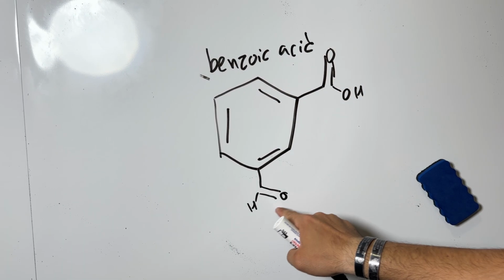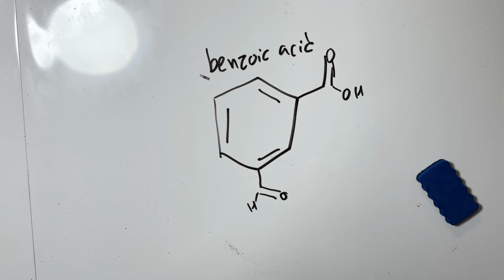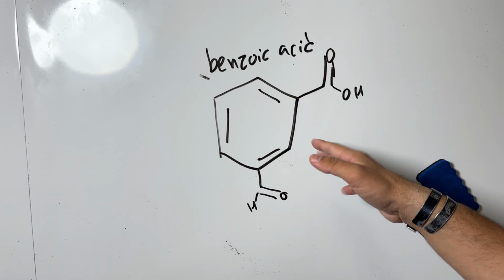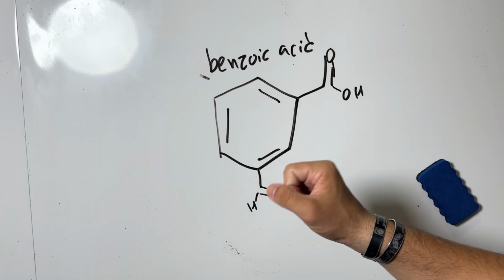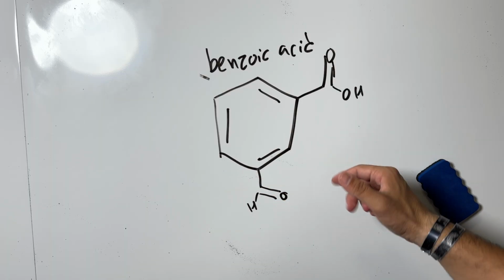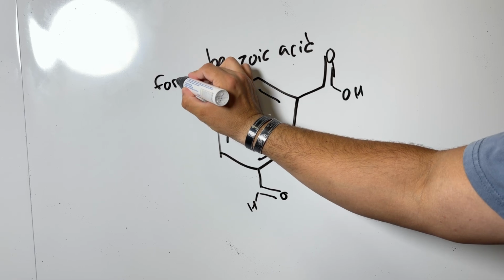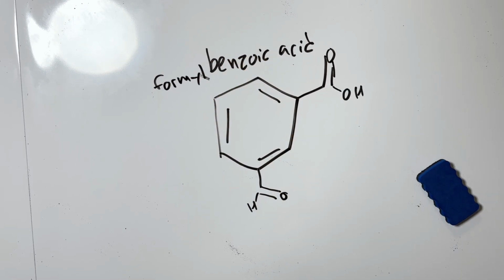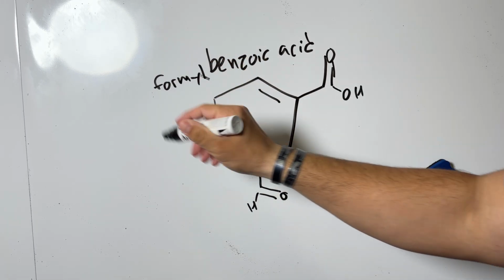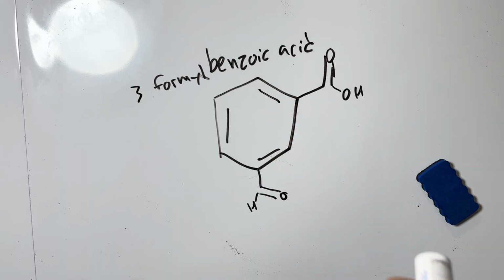And this is our substituent, and then it could be carbaldehyde. In this way, we're probably not going to say carbaldehyde, we're going to say formyl. So like this, form-yl, and then the number of positions, 1, 2, 3. So 3-formylbenzoic acid.